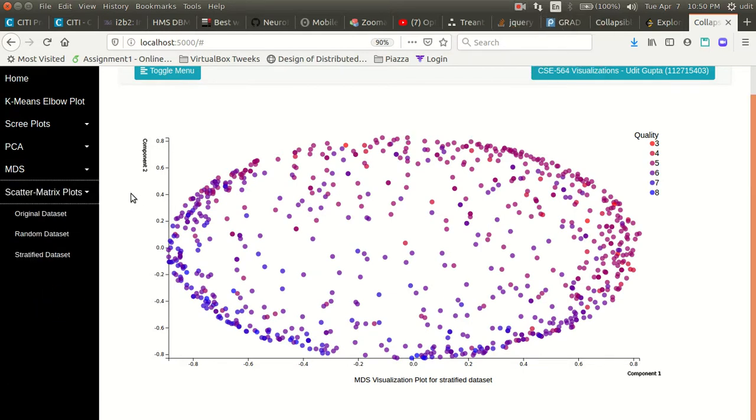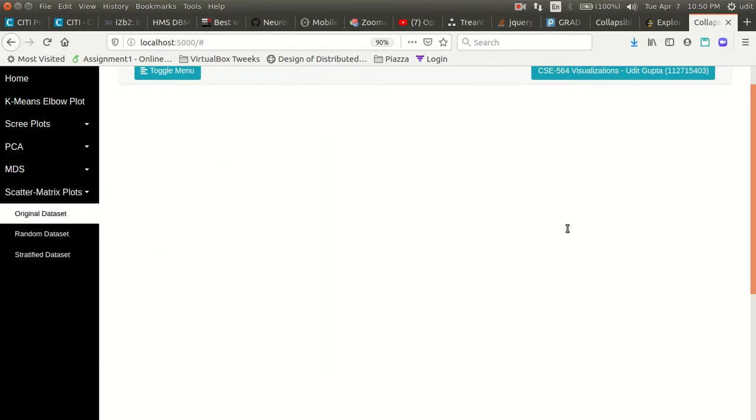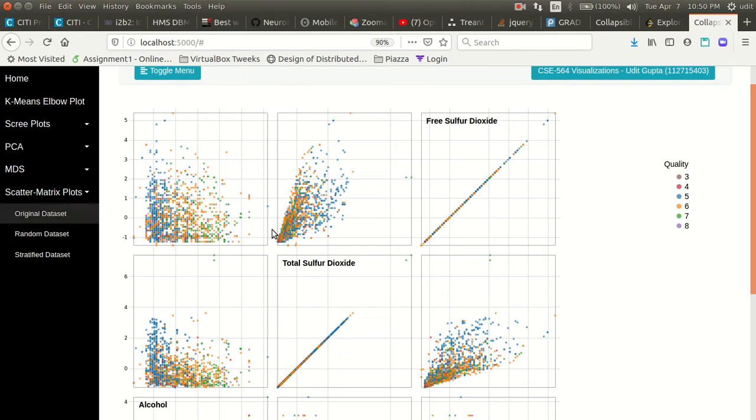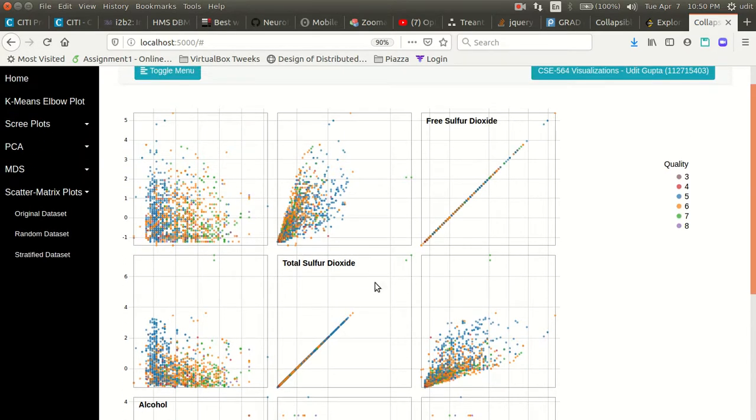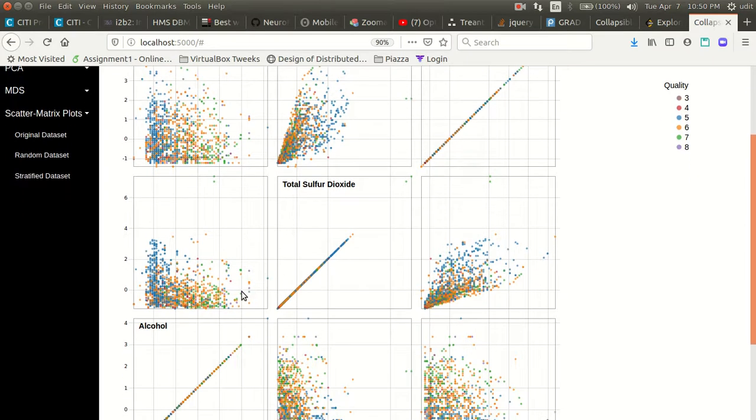Finally, we explore the scatter matrix plots for the data set. While performing PCA, we need to see what attributes are actually giving us the highest PCA loadings, and based on that we try to find the correlation between those attributes in the dataset. Right now we see that the top 3 PCA loadings were free sulfur dioxide, total sulfur dioxide, and the alcohol content in the wine.